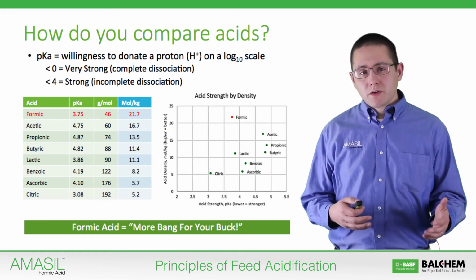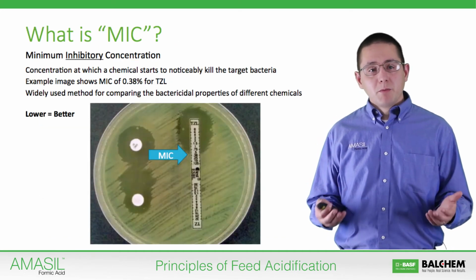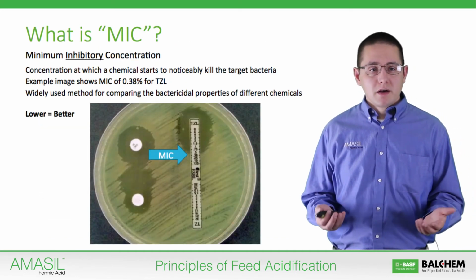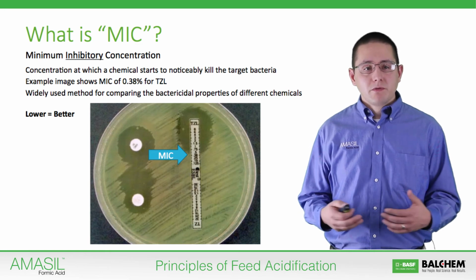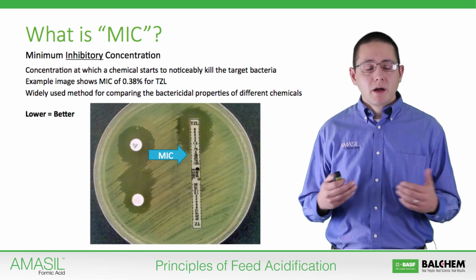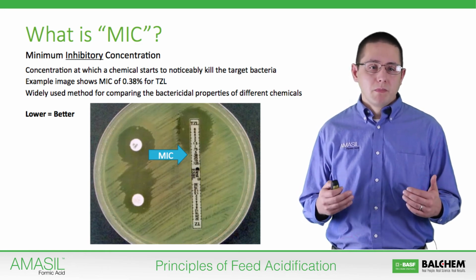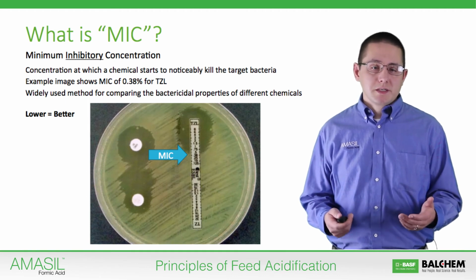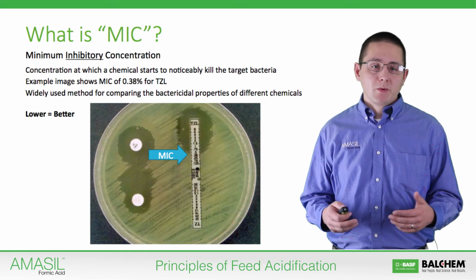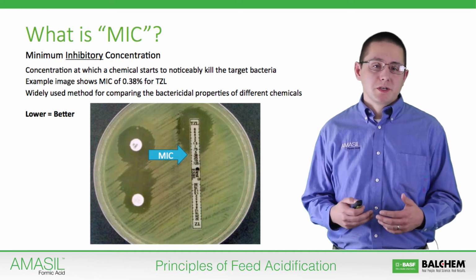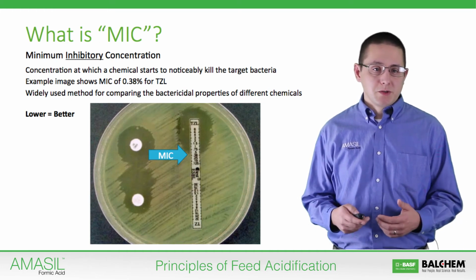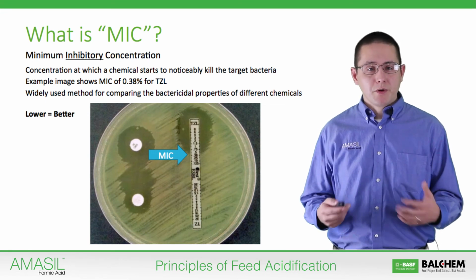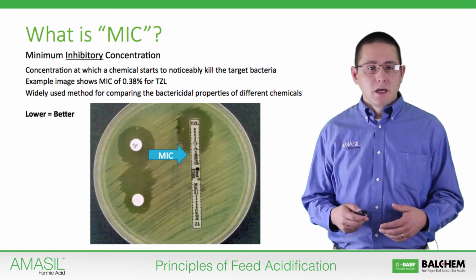Taking a step to the side, we're going to talk a little bit about something called the minimum inhibitory concentration, often abbreviated as MIC. This is fairly straightforward. This is the minimum concentration at which a chemical will start to inhibit the growth of bacteria. So in this case here, we've got the blue bar representing where the minimum inhibitory concentration is for the chemical on this petri dish. And this is just an illustrative example to help understand what this is.